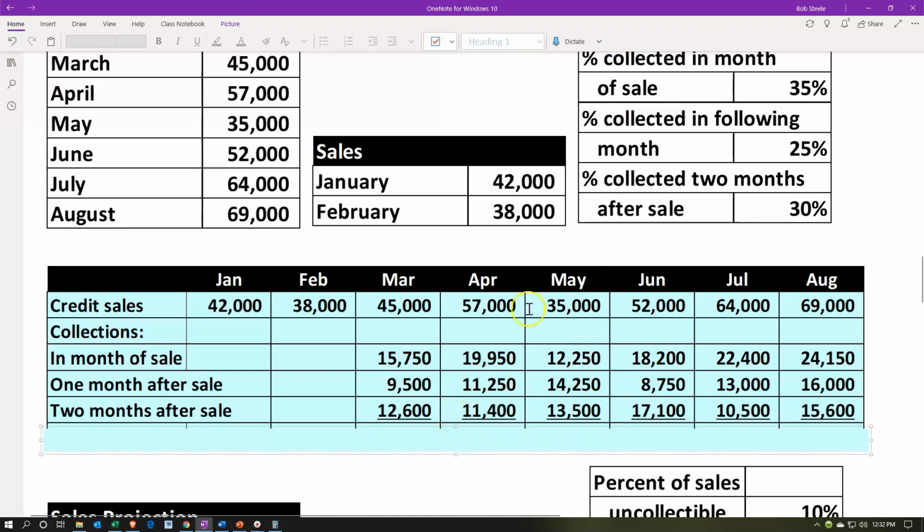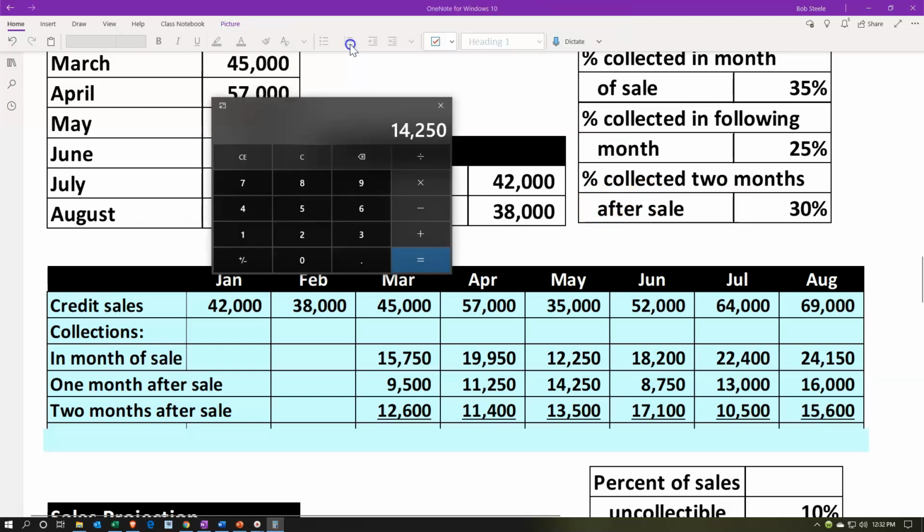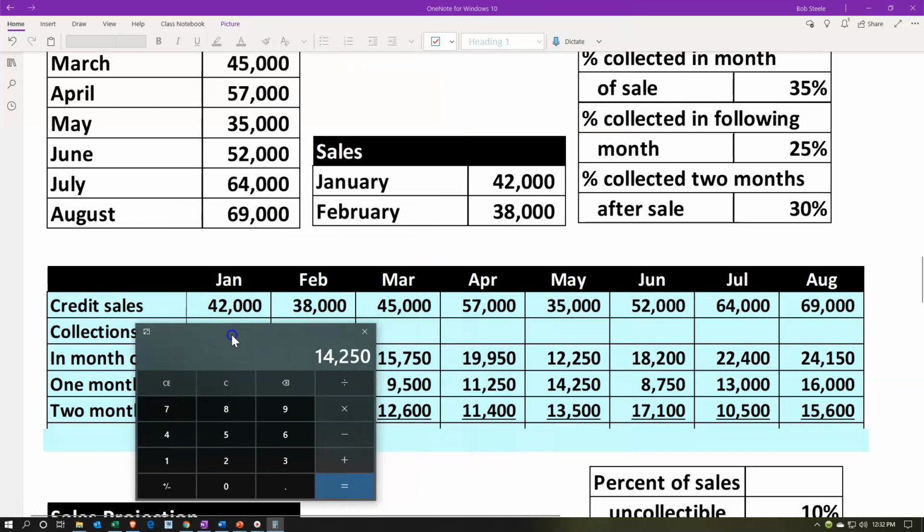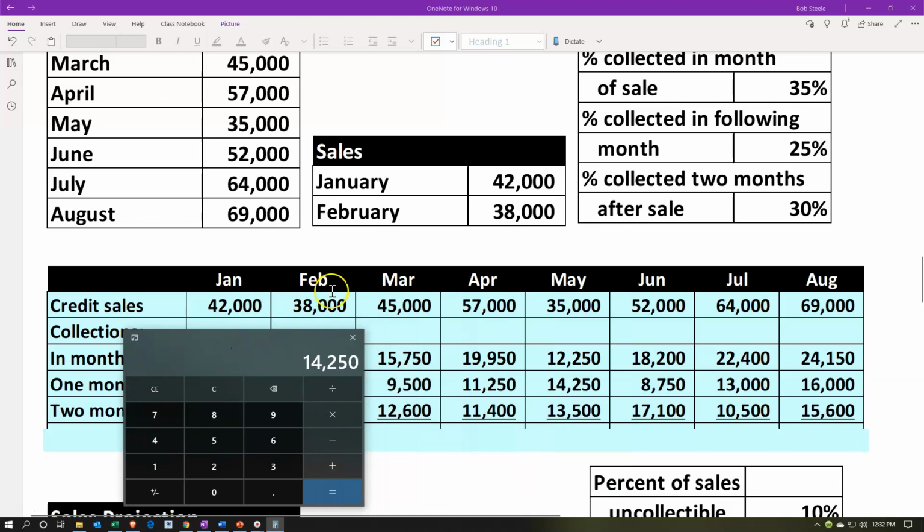Then we have 2 months after, percent collected 2 months after the sale, 30%. So this is why we have then January here. Notice we're not doing any calculations below January and February. We only need this data up top for use in the period that we are looking into for the cash receipts. So now we have this 42,000 for January. We're going to pull that out 2 months later, multiplying times 0.3 or 30% to give us 12,600.